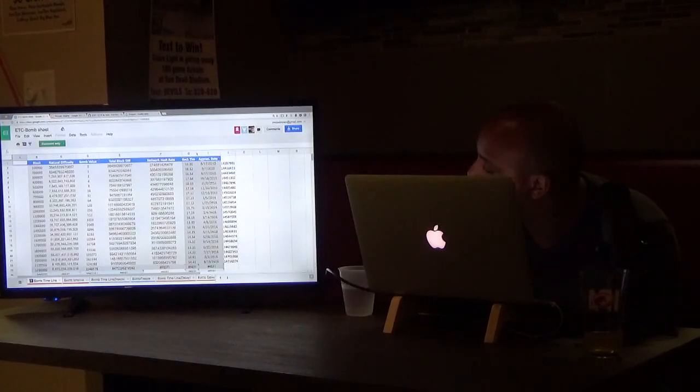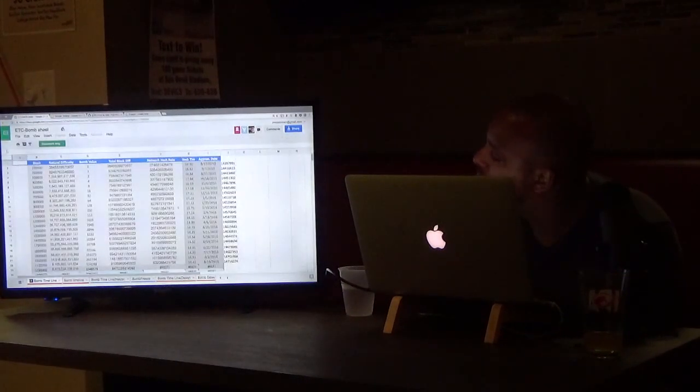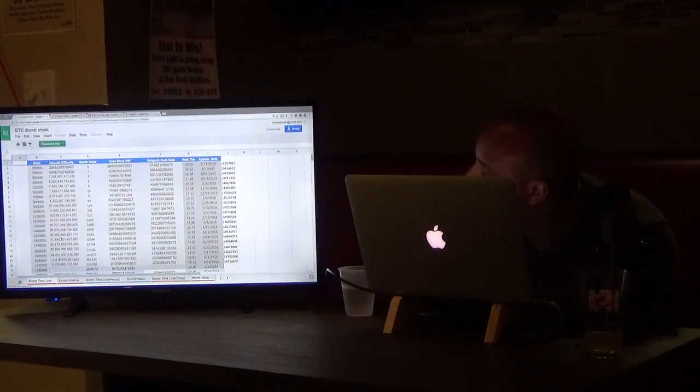I don't know why those are here, but let's just look at this. I think they're out of range or something. It was working when I first came over, so let's reload these. There we go. Good old Google Sheets.